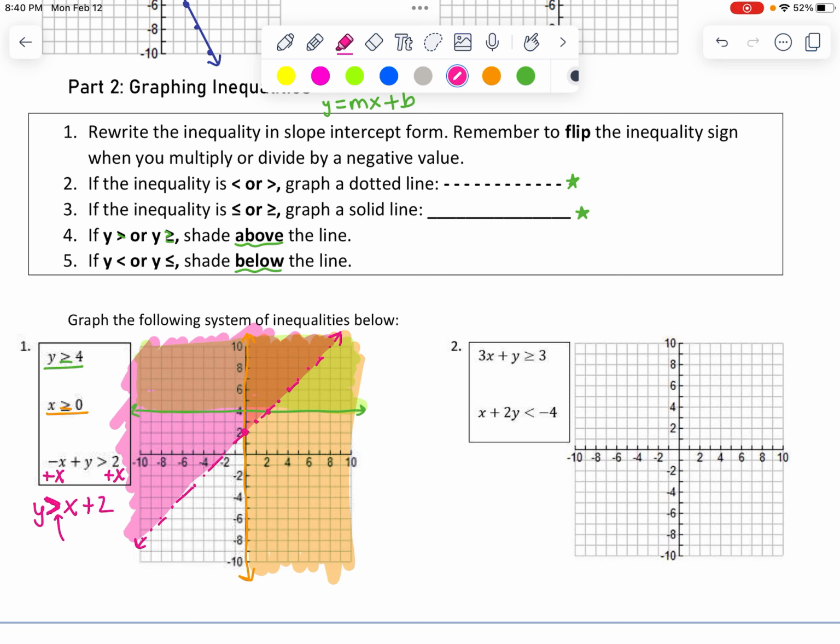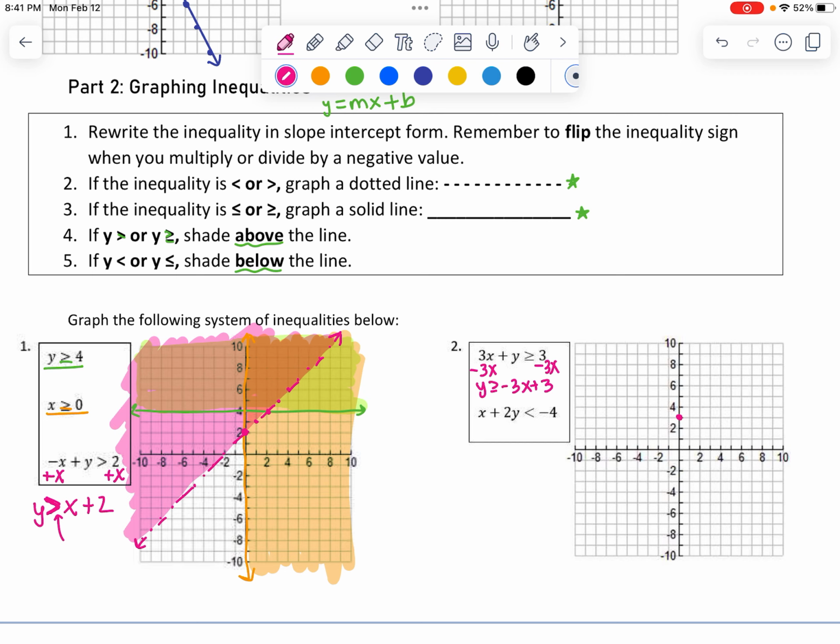Let's try number 2. For number 2, the first thing I need to do is solve this first equation and get it into slope-intercept form. So I'm going to subtract 3x over. So I get y is greater than or equal to negative 3x plus 3. And I'm going to go ahead and graph this. We'll start with the y-intercept of 3. And then our slope is -3.